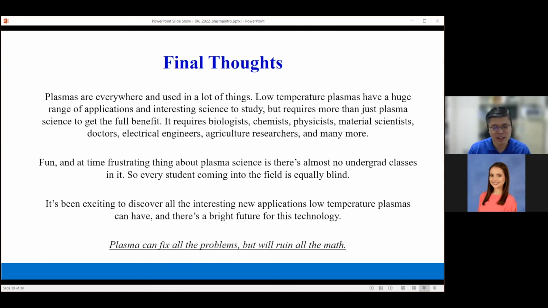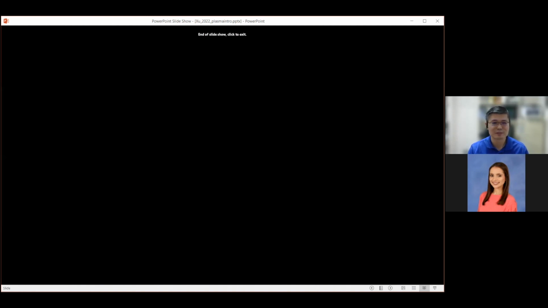And then lastly, this is what I've seen in my career so far. A plasma seemingly can fix all the problems, but it will ruin all the math because the addition of the electromagnetics makes everything complicated. But it's still interesting, fun, and can have useful and beneficial societal effects. Thank you.